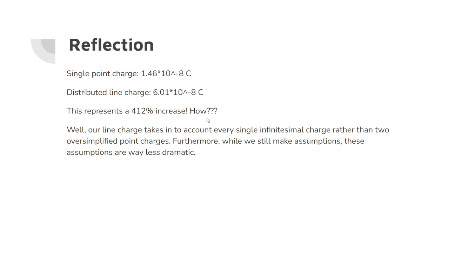So just to reflect, I found my single point charge to be 1.46 times 10 to the negative 8th coulombs of charge. And with the distributed line charge, it's 6.01 times 10 to the negative 8th coulombs. Well, that's a 412% increase. How is that possible? That's a pretty drastic increase. Well, our line charge is taking into account every single infinitesimally small charge, rather than just two oversimplified point charges.